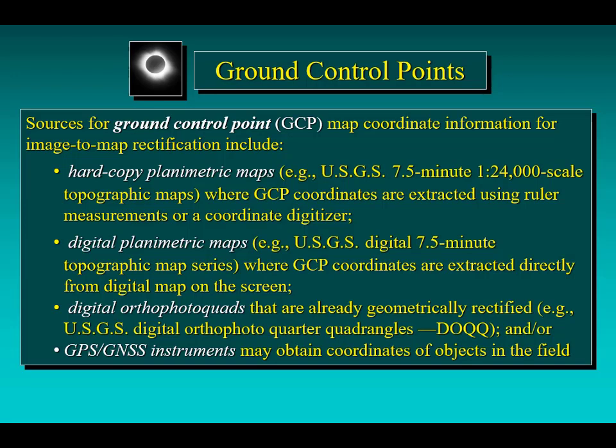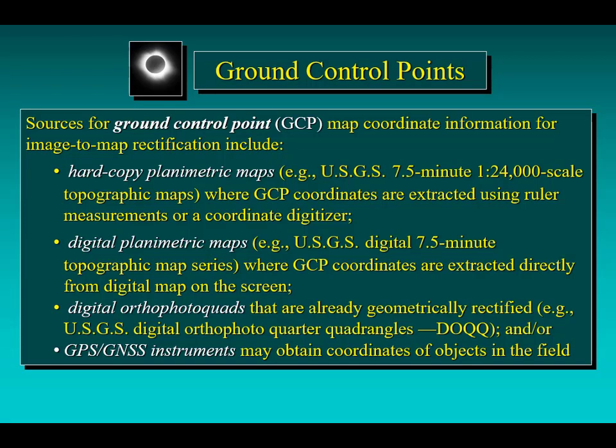If it doesn't, then one could potentially use a hard copy paper map that is larger scale, that is more detailed, and hence the map coordinates that one extracts out from the map could potentially even be more accurate. But anyway, with this type of data set, a hard copy map source, the GCP map coordinates would then be extracted just using ruler measurements or a coordinate digitizer.